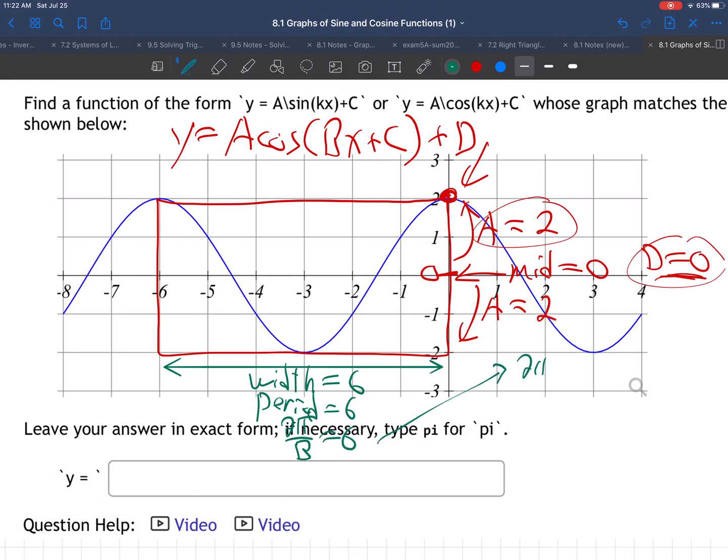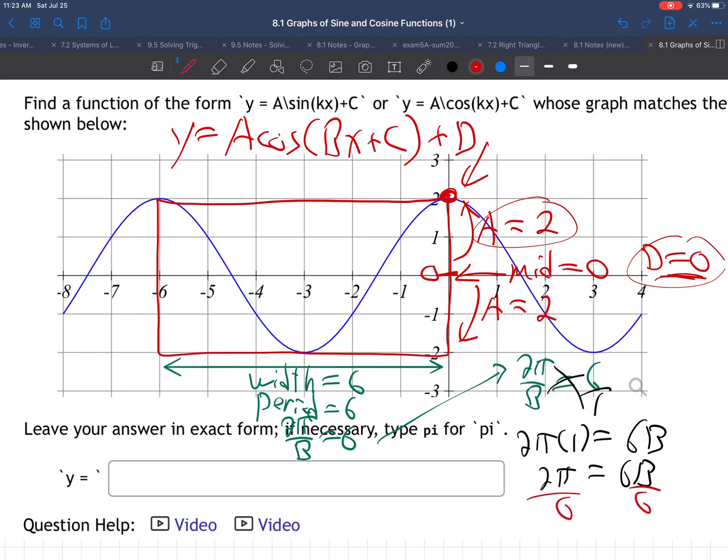Let's bring it over here. 2 pi over b must be 6. Solve for b. How do you do it? Put this over 1. Cross multiply. 2 pi times 1 is 6 times b. 2 pi is 6b. Divide by 6. Boom. And then what do we got? 2 goes into 6 3 times. b is pi over 3. So we got B, we got A, we got D. All we need now is C.